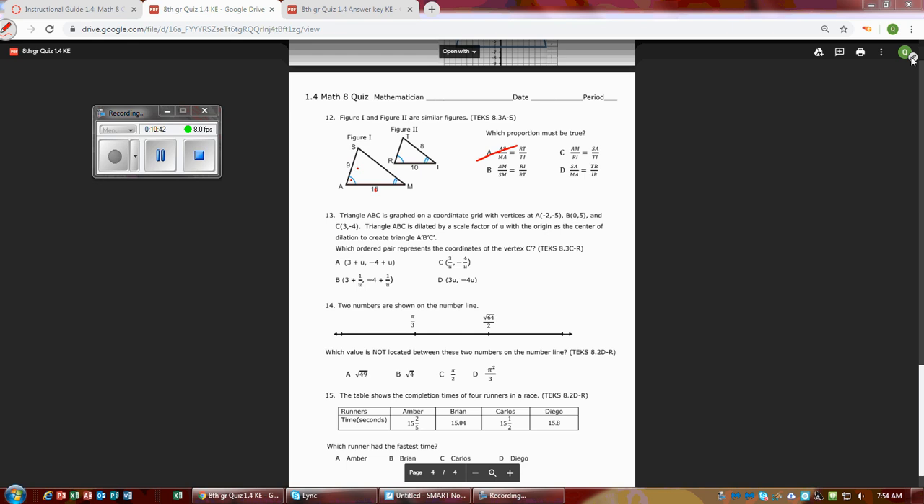Now let's look at B. It says AM, okay, AM is equal to RI. So far it's true because I'm looking at my angles. Then it says SM is equal to RT. Nope, that is not true at all. Looking at angles. Okay, let's start again.